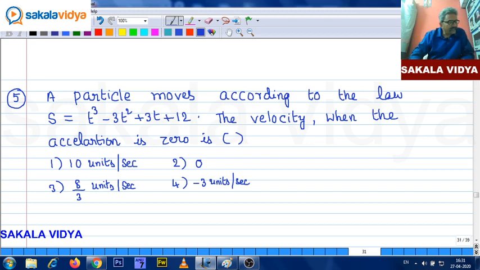So, I cannot decide the evening session timings because that depends upon weather conditions. So, you need to check. Okay.